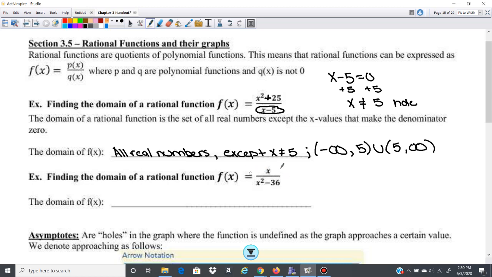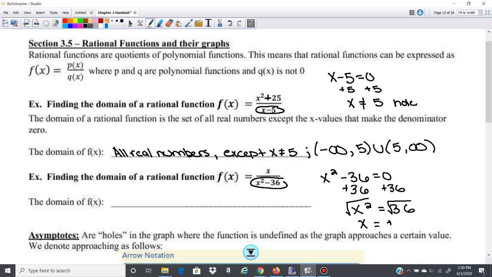If I take a look at this problem here, I've got x squared minus 36. So what we're going to do there is take that and set it equal to 0. We're going to add 36 to both sides, and this is going to give us x squared equals 36. And then we're going to take the square root, and the square root of 36 is going to be plus or minus 6. So x is not equal to plus or minus 6. We're going to have holes in the graph at those points.